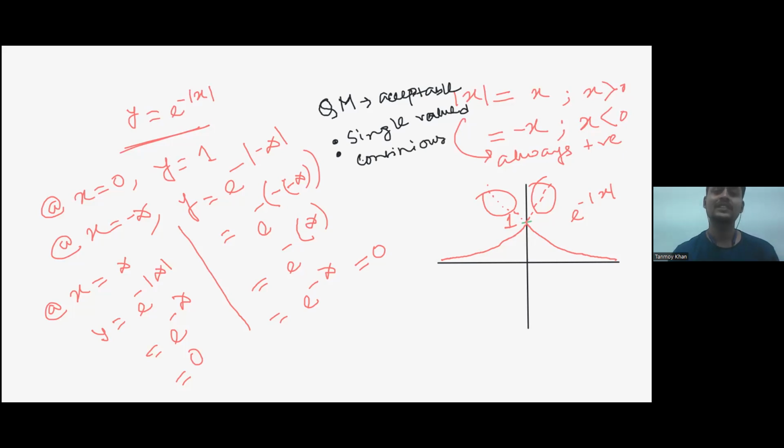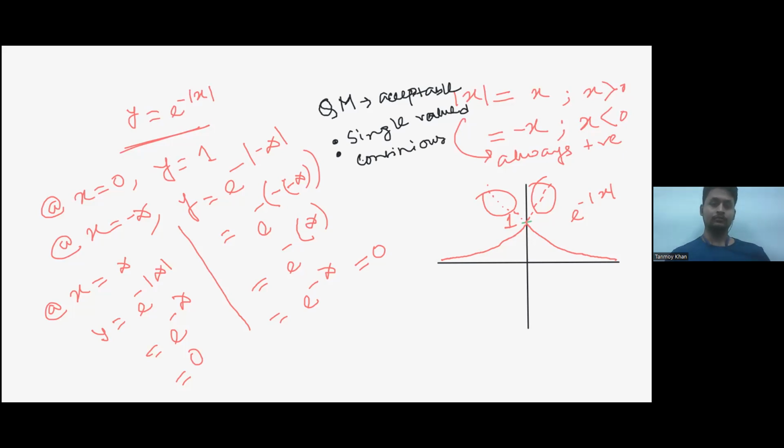So e to the power minus x and e to the power plus x are not quantum mechanically accepted, but there is a chance that e to the power minus mod x will be quantum mechanically accepted, right? So this is a very important discussion. This is very important.